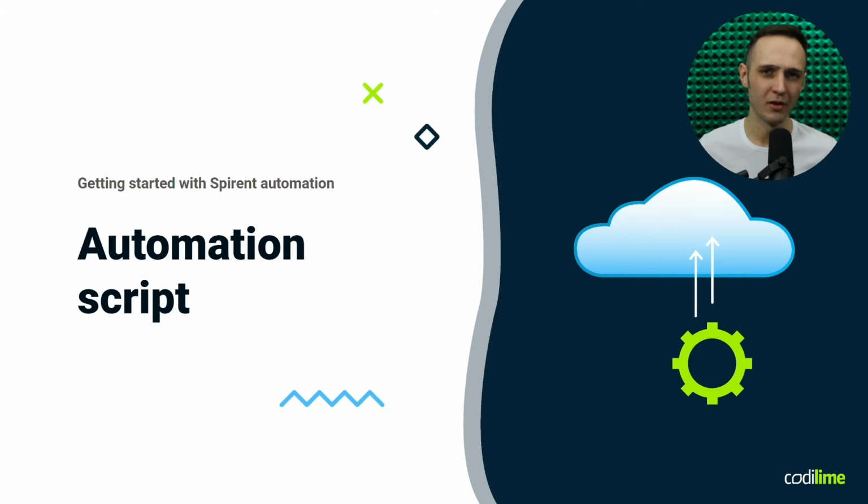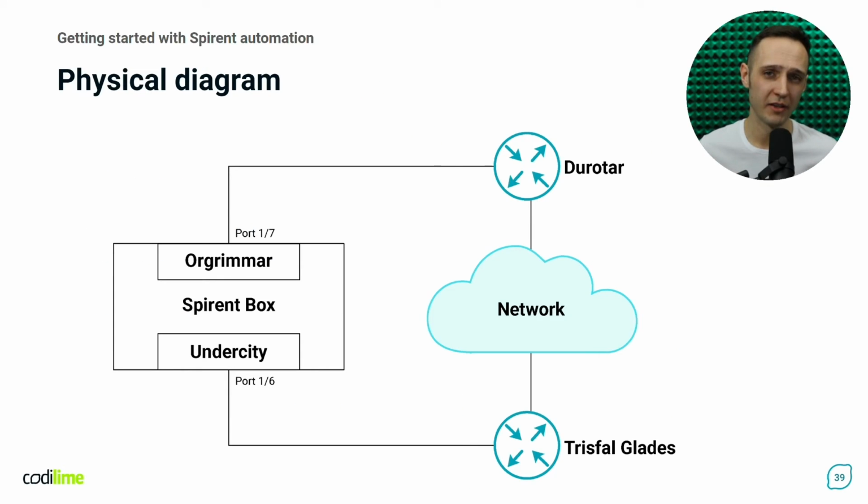Before we go to the already prepared script for the traffic generation, I would like to show you the network environment on which this script was executed. Here I've got a schema with the Spirent box. In my case, it's a physical Spirent traffic generator, and there are 2 emulated devices configured on it. One is Orgrimmar and the second is Undercity. And by the way, those names may be familiar to you if you ever played World of Warcraft.